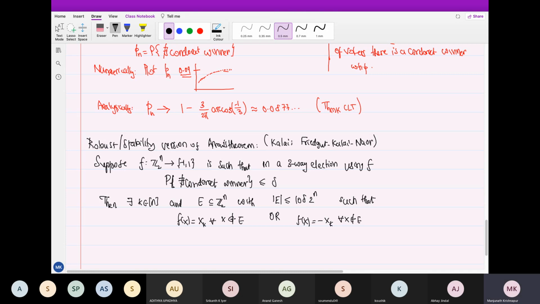I hope the spirit of the theorem is clear. F is very close to a dictator function in the sense that outside a small set, a set of probability 10 delta if you want, which in proportion is small in the whole of Z2 to the n, F is actually equal to the dictator or equal to the anti-dictator. It's not that sometimes it's this, sometimes it's that. It's either this or this.